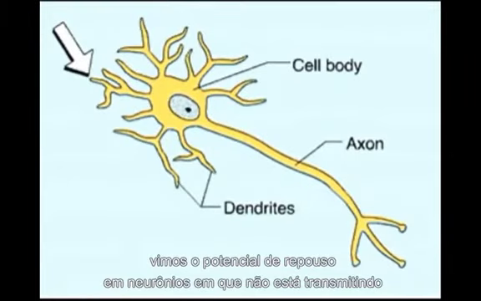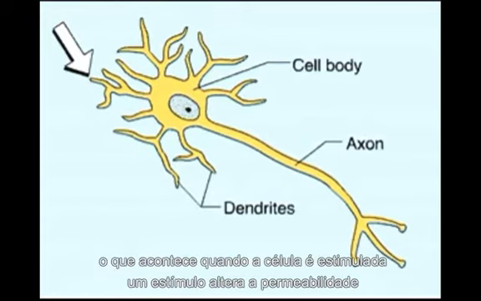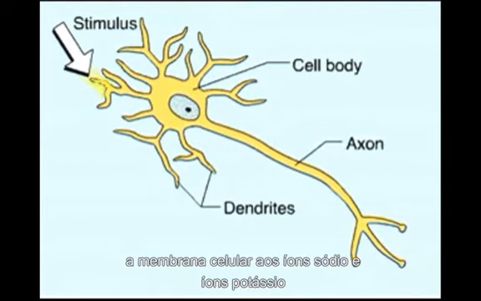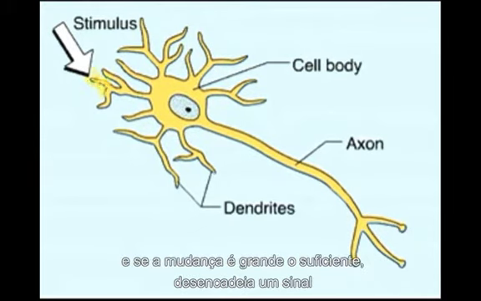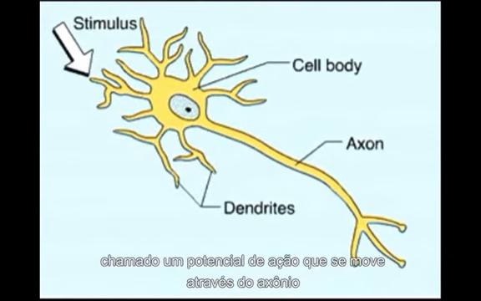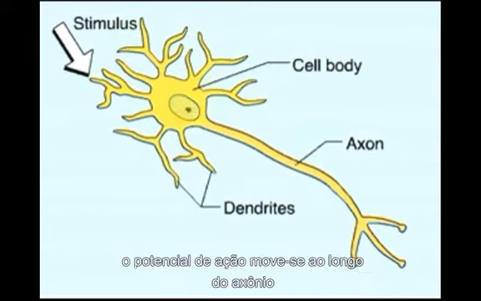We have looked at the resting potential in a neuron that is not transmitting nerve signals. What happens when the cell is stimulated? A stimulus changes the permeability of the cell membrane to sodium and potassium ions. This alters the distribution of charge in the cell body, and if the change is great enough, it triggers a signal, called an action potential, that moves down the axon. How does the action potential move along the axon?